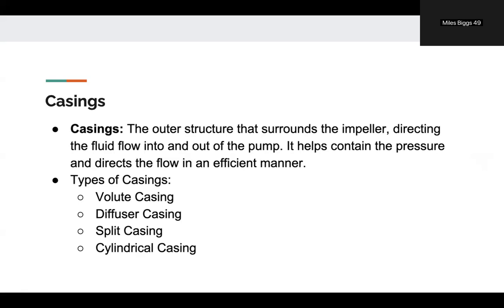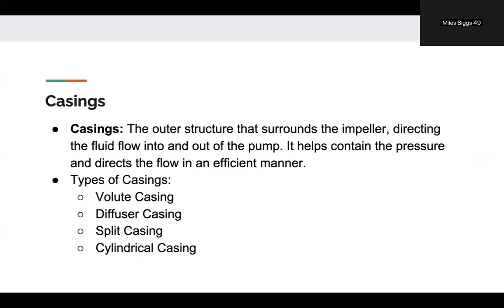Your types of casings. So a volute casing is a spiral shaped casing that gradually increases in area, helping to convert kinetic energy into pressure. This is common in single stage pumps. A diffuser casing contains fixed vanes that help slow down the fluid and convert kinetic energy into pressure, improving the efficiency in multi stage pumps.